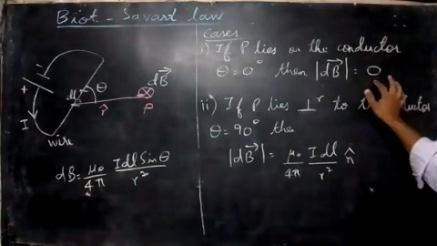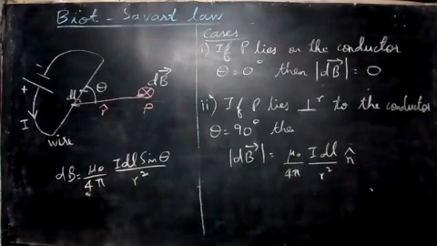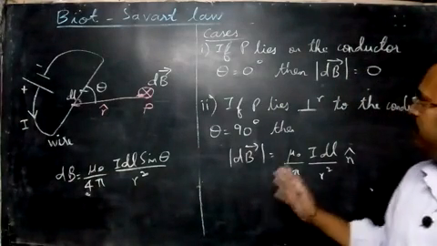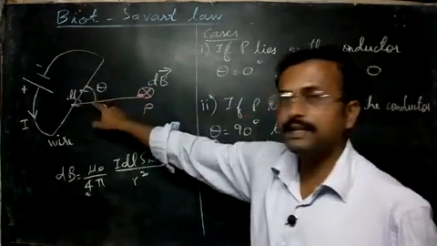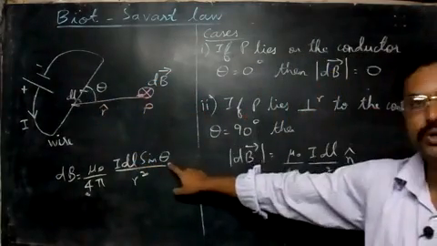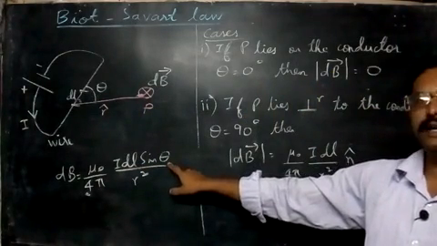So the magnitude of the magnetic field becomes 0. Okay, it's very easy to understand. Second one, if the point P lies perpendicular to the conductor, so the point P is now perpendicular, so angle theta is 90 degrees. So instead of theta, you substitute 90 degrees, so we get sine 90. Sine 90 value is 1.